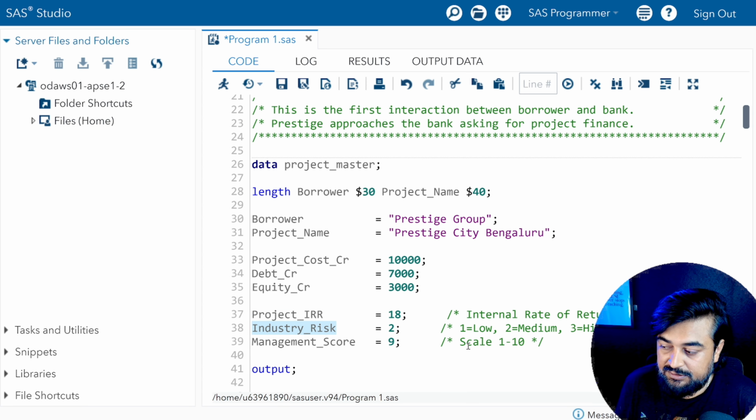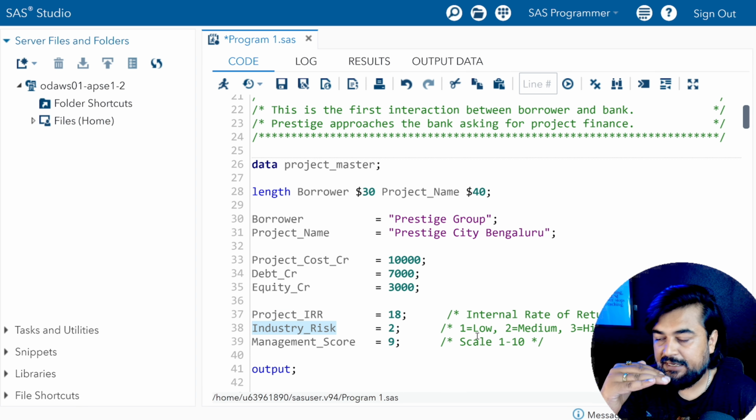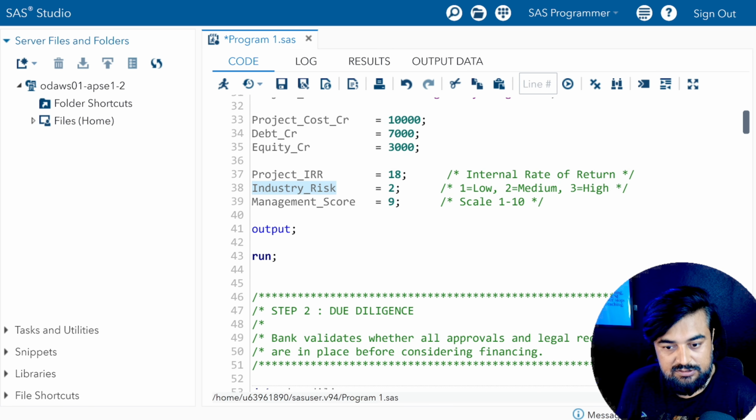Then industry risk, where there is a kind of segregation or buckets. So this is the medium risk one. It's not something very high risk because it's a prestigious builder. They will be having good cash flow.